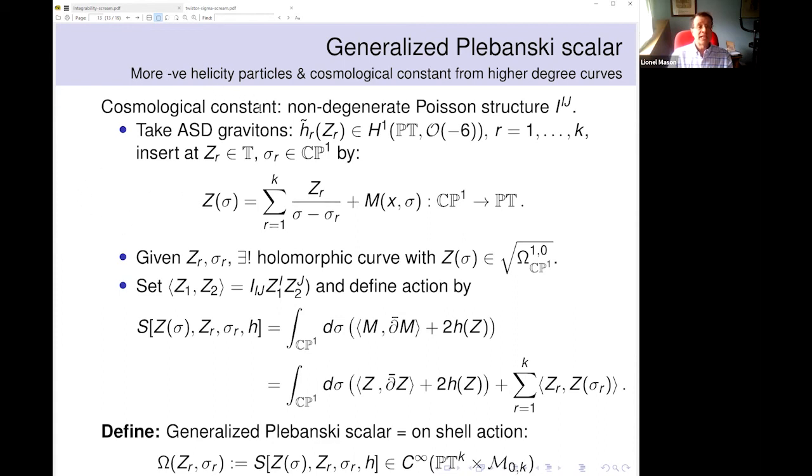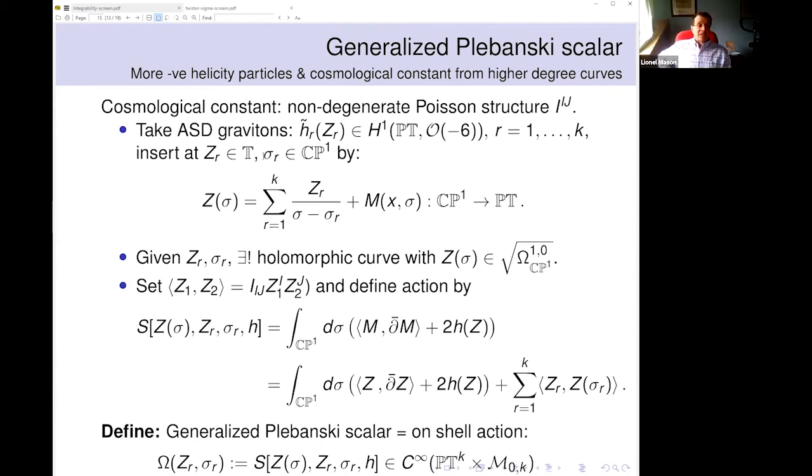So if you want to have more negative helicity particles, then I'm just pulling out of a hat that it turns out that if you want to have negative helicity particles on twistor space, they correspond to cohomology classes of weight minus six, they're H1s but of weight minus six. And so what you might imagine is that we're going to need to have k of these, so r goes up to k now. And we'll have to insert them at k different points in twistor space.